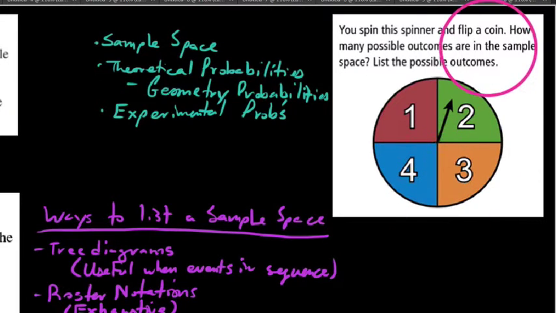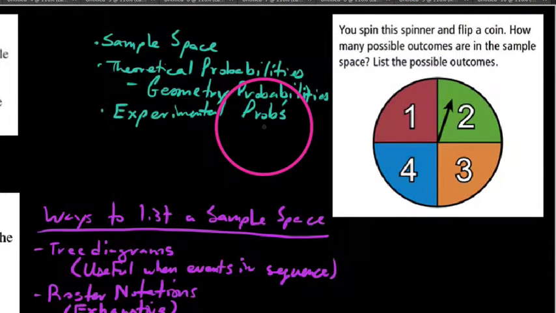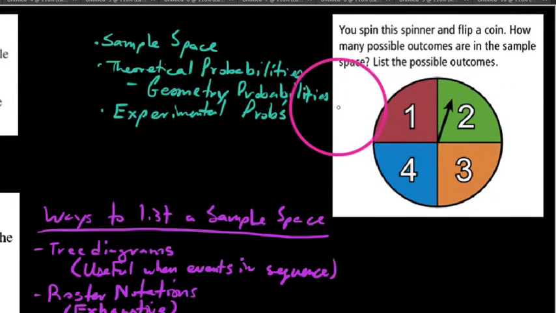So let's assume we have another experiment, say this one up here. It says you spin this spinner and flip a coin. Interesting, we're spinning a spinner and then flipping a coin. Would it make a difference if we flip the coin and then spin a spinner? Since these are happening in sequence, we say that there are two things happening. We ask how many possible ways exist in the sample space.